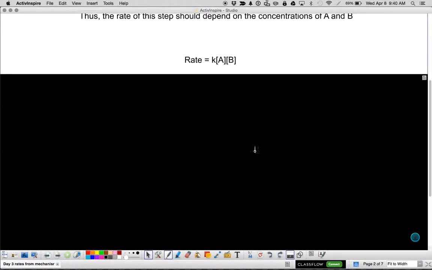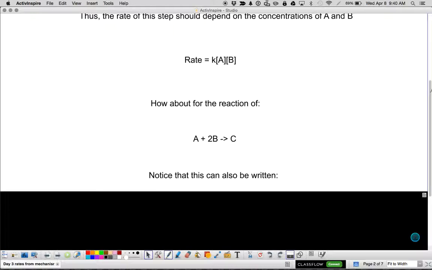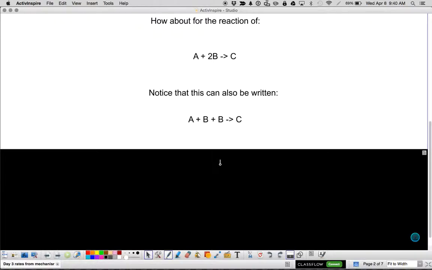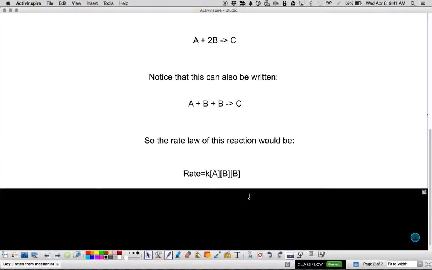Well, my next question then is, how about the reaction of A plus 2B goes to C? Oh, well, that's a little different. Well, maybe not. Notice that this can also be written as A plus B plus B goes to C. Now if I do that, it should be a little bit more clear what I'm looking for here. Okay? Rate equals k times the concentration of A times the concentration of B times the concentration of B. And if I do this, then this just becomes rate equals k times the concentration of A times the concentration of B squared.